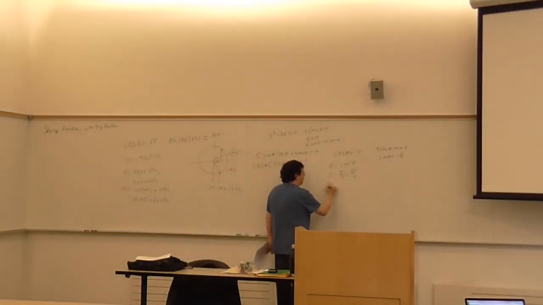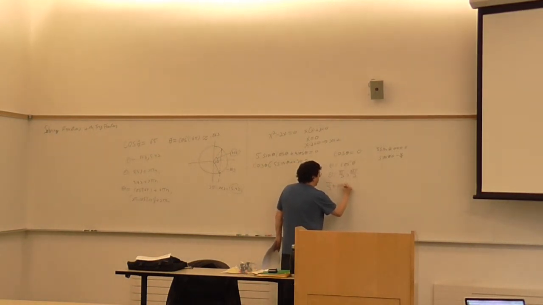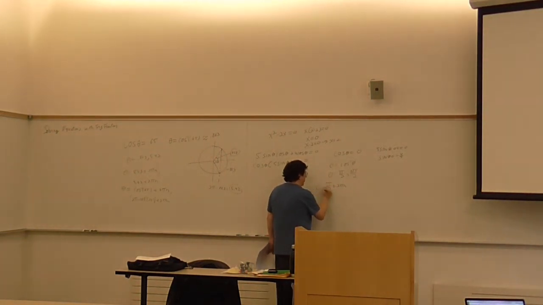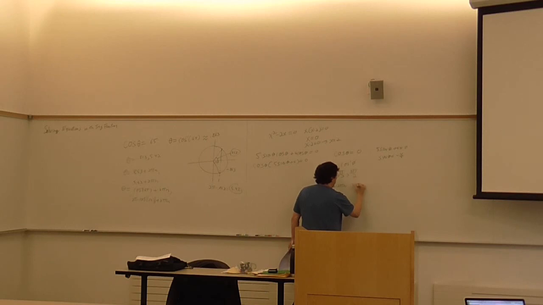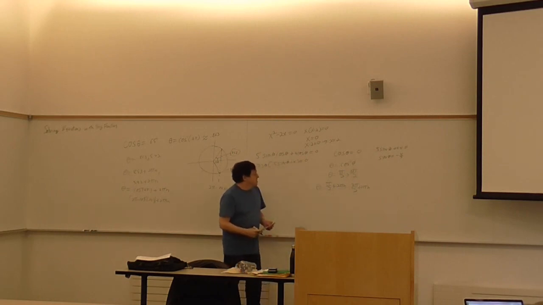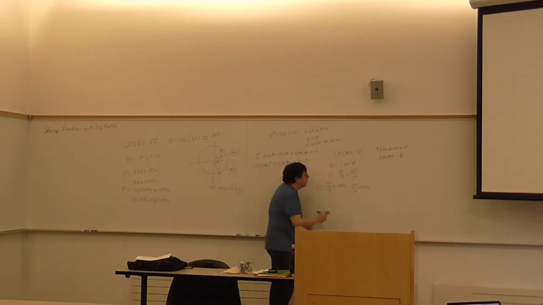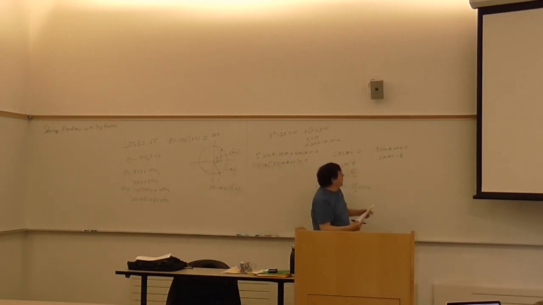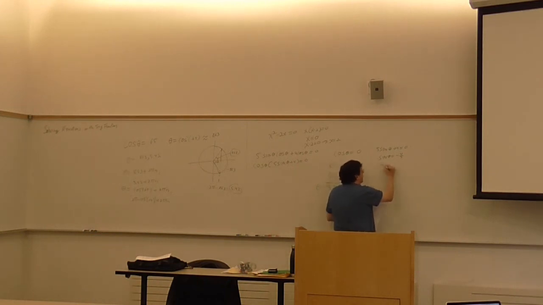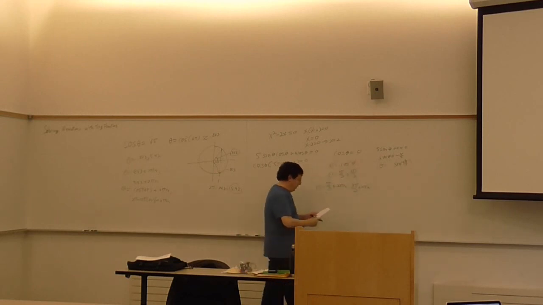So we would have pi over 2 plus 2 pi n would be solutions, or 3 pi over 2 plus 2 pi n would be a solution. But we also have this possibility, that theta is the inverse sine of -4/5.